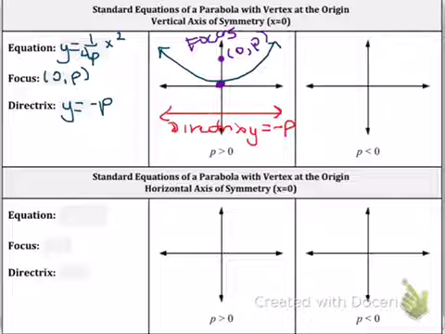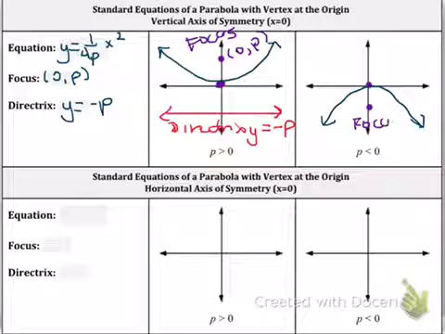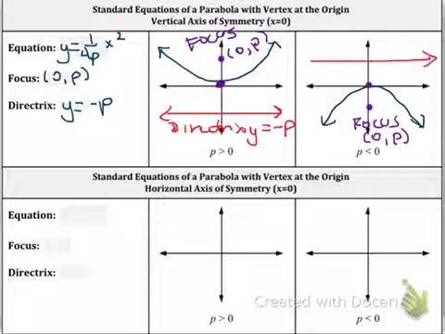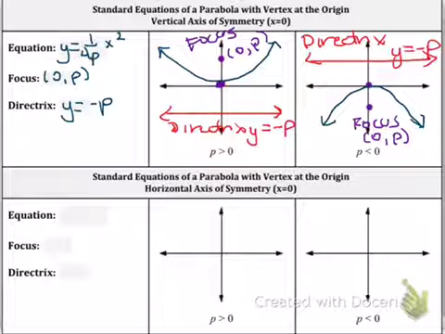Then when it's less than 0, you know it's going to go upside down. So there is where my vertex will be. We're going to draw a parabola upside down. The focus is always in the center. So our focus, again, is still (0, p). So focus is (0, p). And then our directrix is on the opposite side here. And that's our directrix at y equals negative p. It's just the opposite sign.